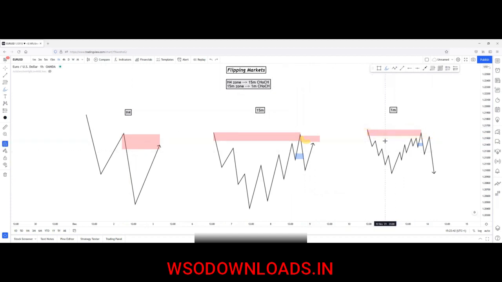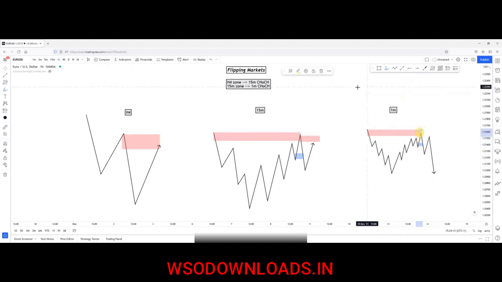And on the 1-minute chart, you will have to wait for a 1-minute change of character inside of that 15-minute supply zone. So price is moving in a downtrend here, which is this leg of the 15-minute chart, and after it creates a pullback moving in an uptrend here, which is this leg of the 15-minute chart, and it almost reaches the 15-minute supply zone. This is the 15-minute supply zone, almost reaches it, creates a double top, sweeps the liquidity to the upside, taps into a higher time frame zone, which is a 15-minute zone.